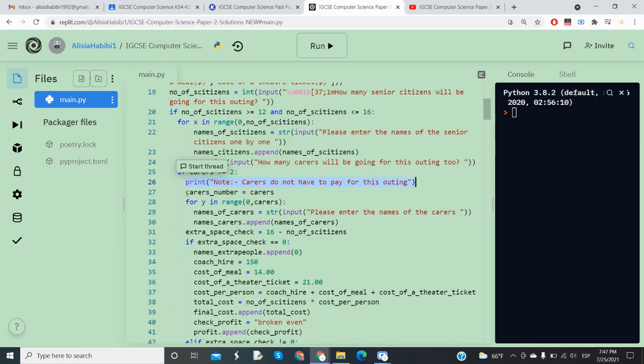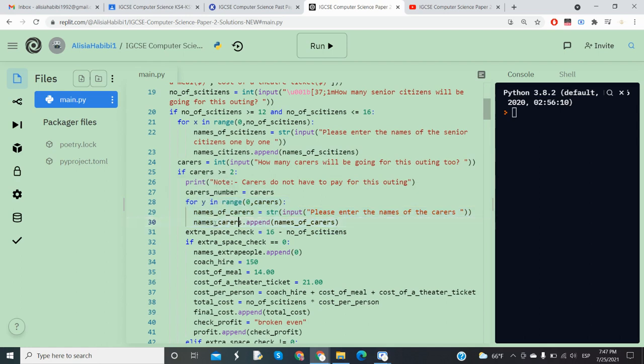And then a variable, which is kind of like a constant, actually a constant since it doesn't change. The carers number is then set to the number of carers going. The reason for that, you will see, is because we would like to iterate and repeat using a for loop to ask for the names of the carers going as well. As you can see, this for loop is the same thing as that of the citizens. It asks for the name of these carers, since task 2 wants you to display all the names.